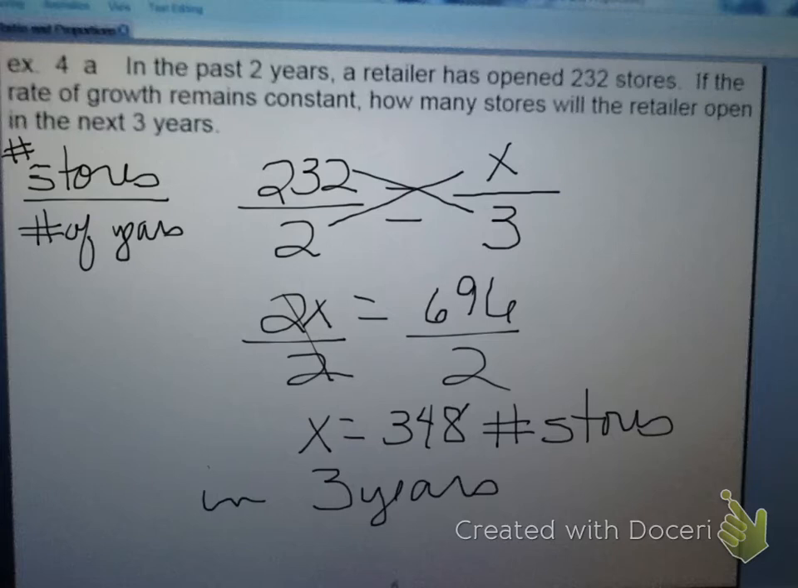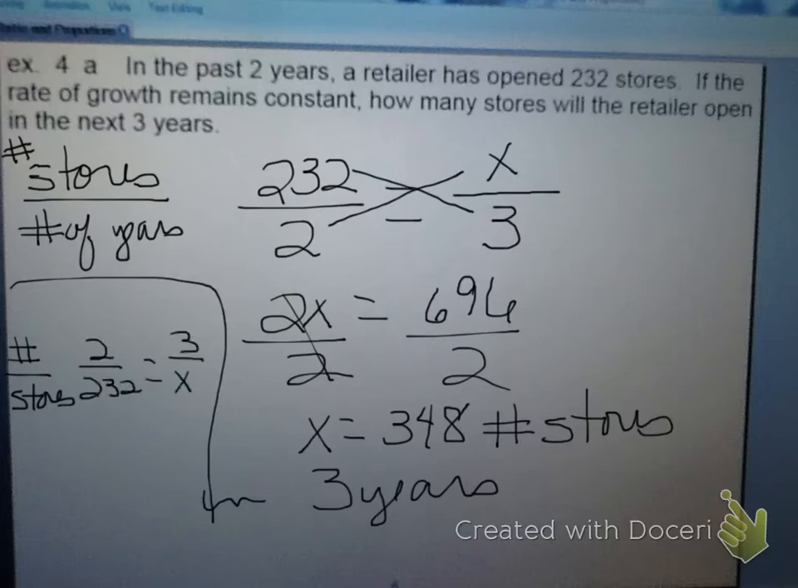Now again, if you would have chosen to do number of years over the number of stores, you would have still gotten the same thing. It would have been 2 over 232 is equal to 3 over x. And you still get the same thing. It does not matter. What matters is that you do the formula so that you're consistent.